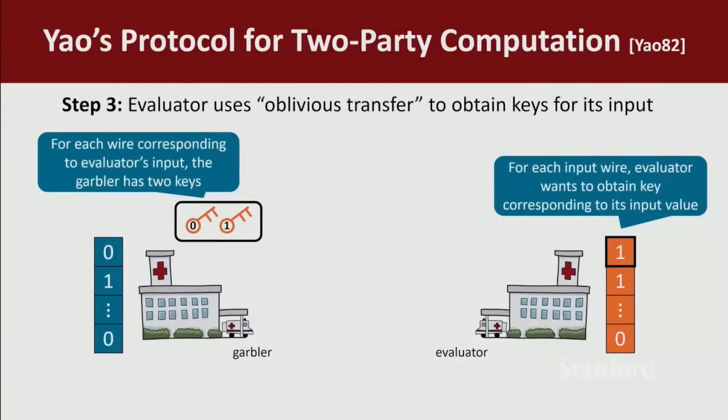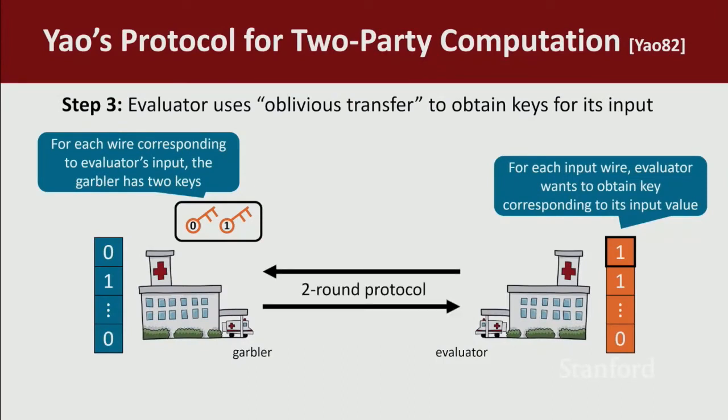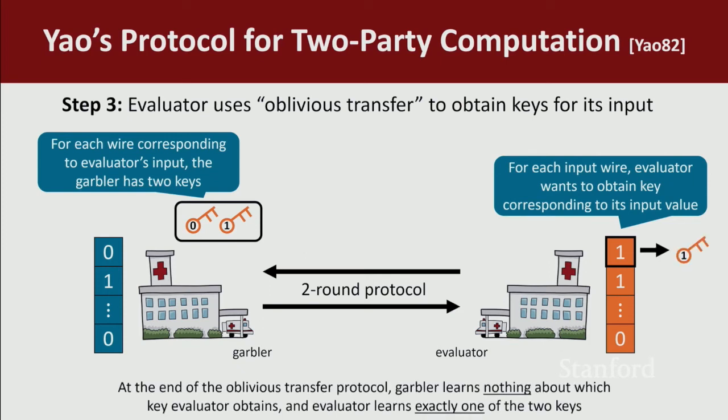So what an oblivious transfer protocol does is it enables the evaluator to choose exactly 1 of the 2 keys. And in particular, it allows it to obtain a single key for its chosen input. So in this case, if the evaluator's input is the value 1, it is going to request the 1 key. So an oblivious transfer protocol enables precisely that computation. It allows the evaluator to obtain the key corresponding to its input, namely the key 1 for this concrete example, while ensuring that the garbler learns no information about which key the evaluator chose.